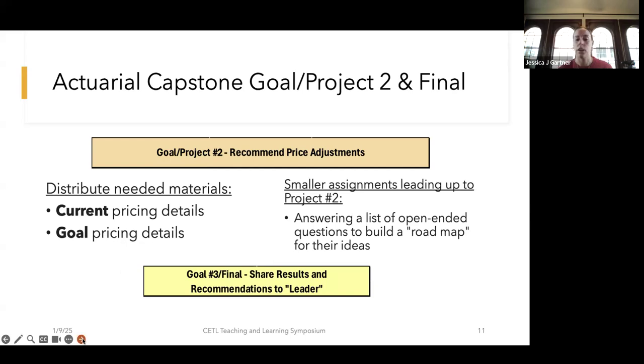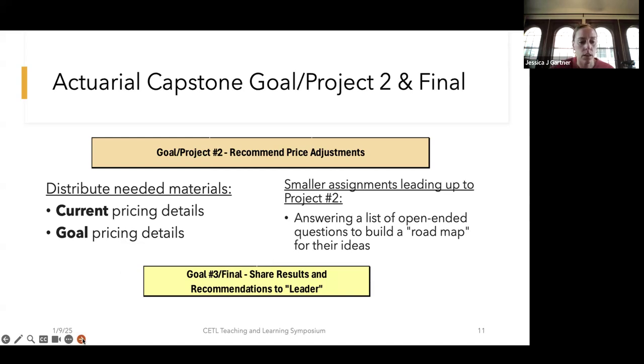And then finally, they just share their results with me. Once they've done all this work, it's not hard for them to come up with content for a presentation. They have lots of it. What's difficult is sifting through that and picking the points that are most important. So this is a huge project again.